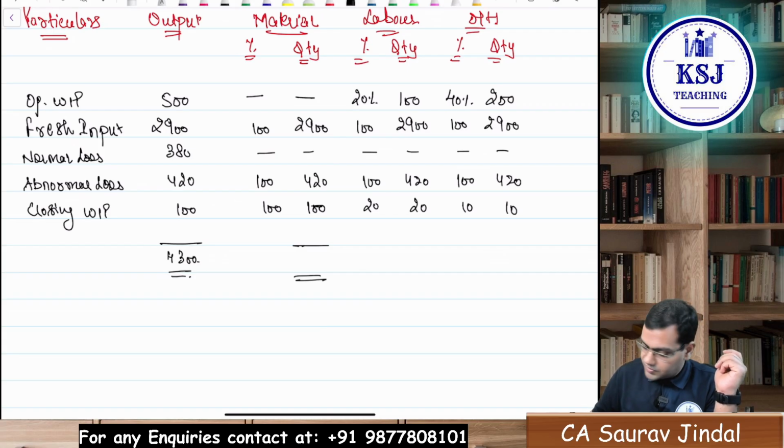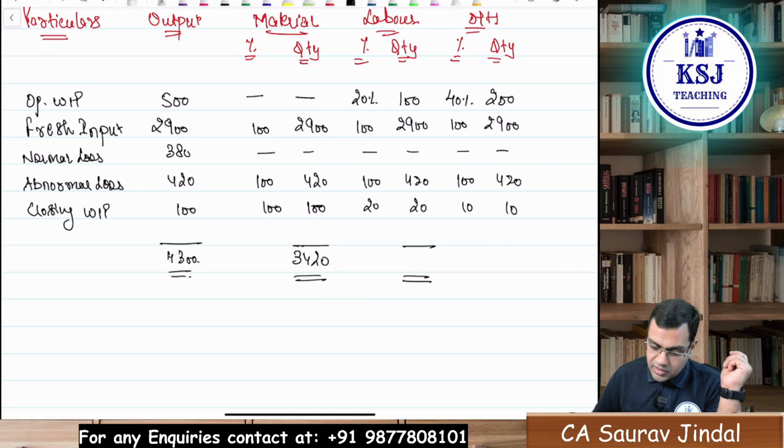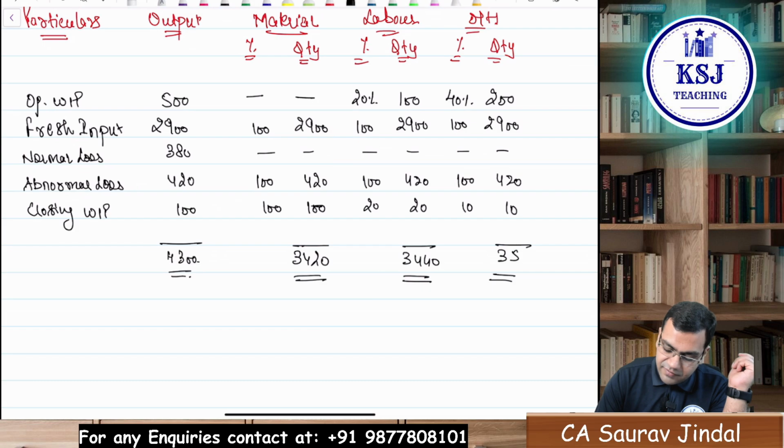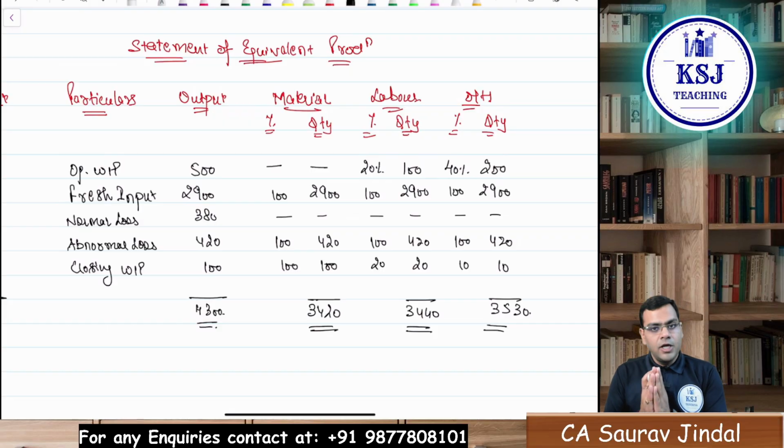2900 plus 420 plus 100, that comes to 3420. What are the equivalent units for labor? That is 100 plus 2900 plus 420 plus 20, that comes to 3440. And the last one, that is 200 plus 2900 plus, this comes to 3530. Right? So these are the equivalent units. This is your statement of equivalent production.